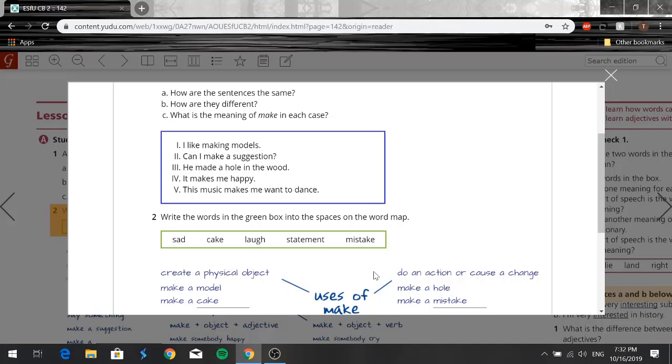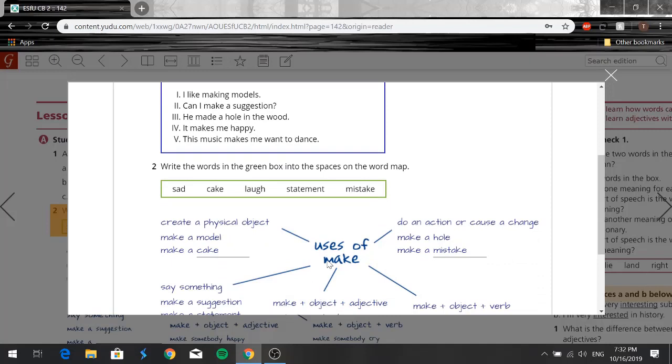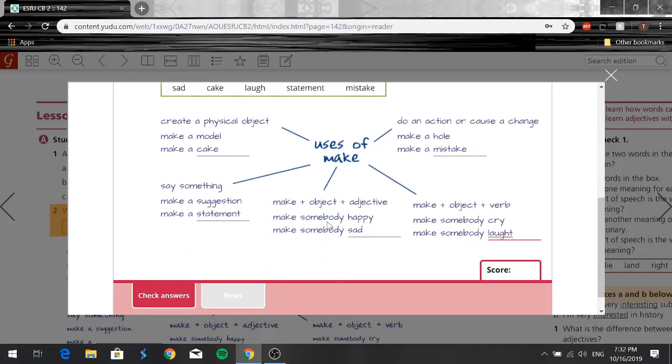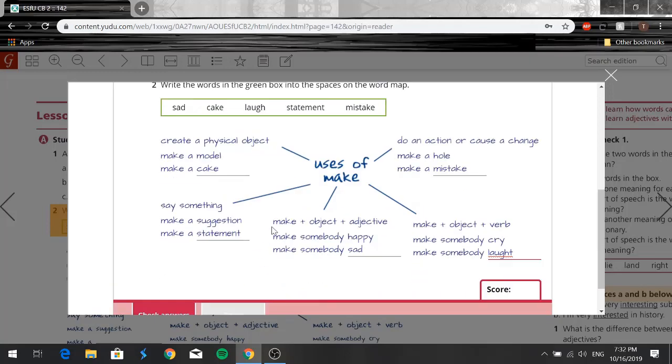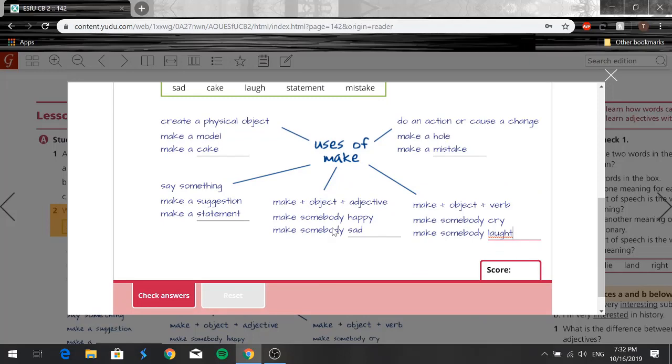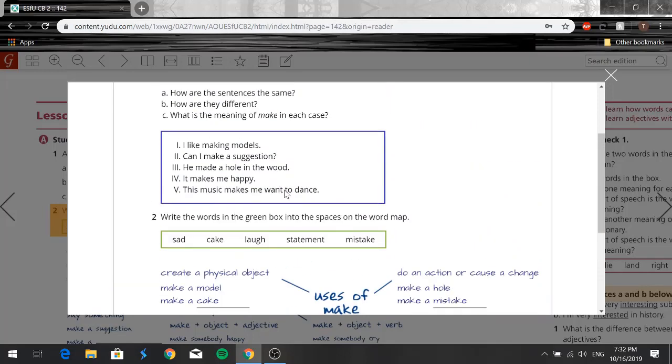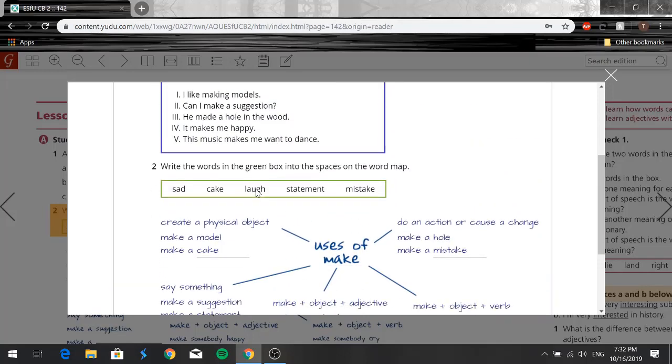Number 4, it makes me happy. Well, here it simply means to be happy, right? So here we have make plus the object and the adjective. So make somebody happy, make somebody sad. So in this case, it makes me happy, okay?